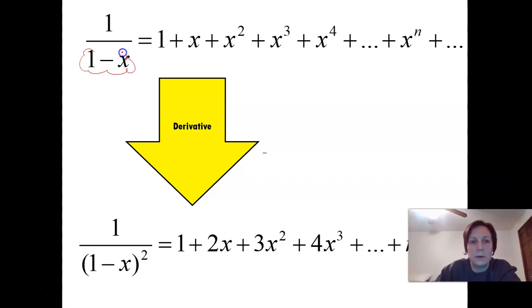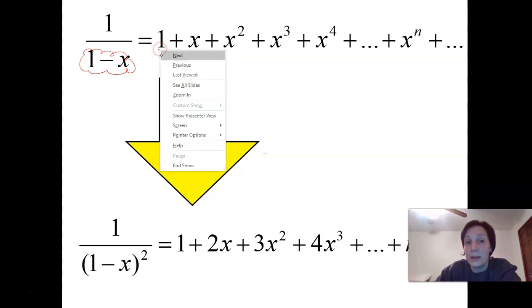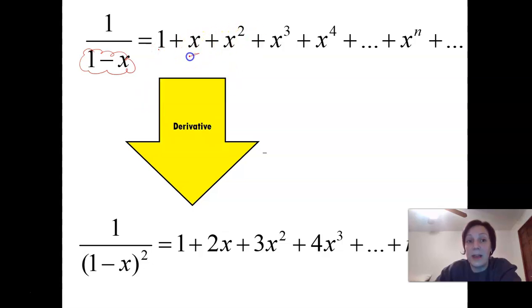Wait a minute. Am I missing a negative here? No, I'm not. Okay, I'm good. So 1 over 1 minus x squared. And notice here, term by term, when you take the derivative of 1, it goes away. It's 0. Take the derivative of x, it's 1. Take the derivative of x squared, it's 2x. Take the derivative of x cubed, it's 3x squared. So I now have a new series that I got from this one, and it represents this new function.